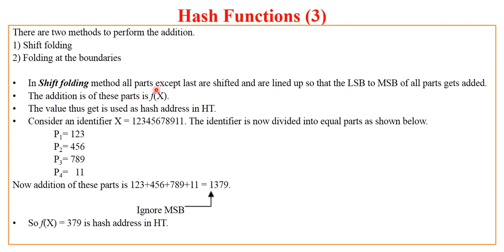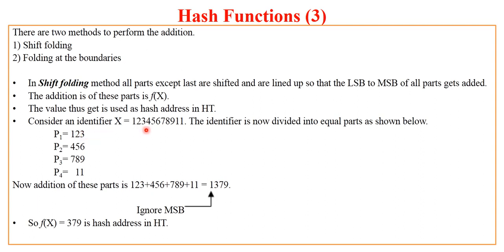So in the shift folding method, all the parts except the last are shifted and lined up so that LSB to MSB of all parts get added. For example, if we have a hash key X with value 1, 2, 3, 4, 5, 6, 7, 8, 9 and 1, 1, we'll divide it into 4 parts, assuming that the bucket size address range is of 3 bits. So we are using 3 bits here, 1, 2, 3, 4, 5, 6. So here the length is 3.